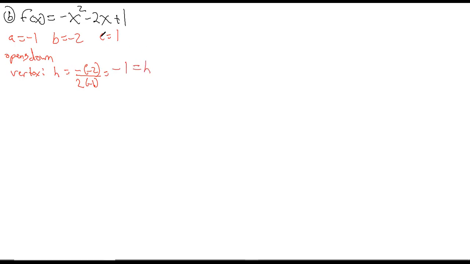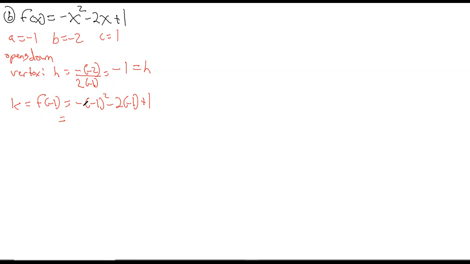That's our x-coordinate of the vertex. K, we just plug that in. So negative, parentheses, -1 squared. Watch out for that. This says -x squared. So negative, then the x value being squared in parentheses. Minus 2 times -1 plus a 1.